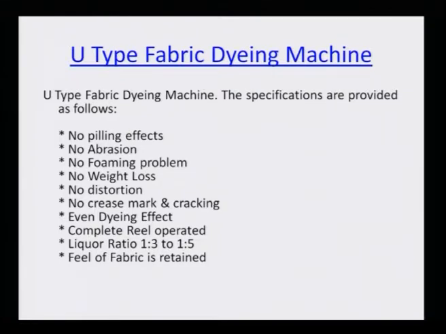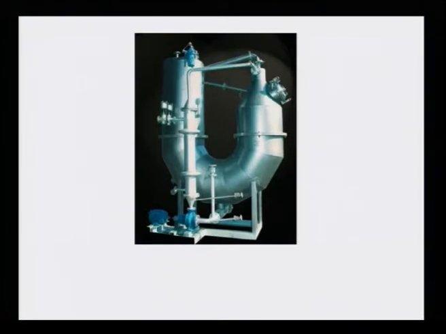Sometimes what happens, because of abrasion, the surface of the fabric becomes very rough, and because the surface of the fabric becomes rough, the process is not considered a very good process. But in this type of U-type fabric dyeing machine, these problems like piling effect, abrasion, foaming problem do not arise, although it is happening at a very high speed. Still there is no distortion, there is no weight loss, the yarn or the fabric does not crack or break, and on top of that it has very even dyeing, and that is very advantageous. This is how the U-type dyeing machine looks, and it is very well controlled, and it produces very good results.